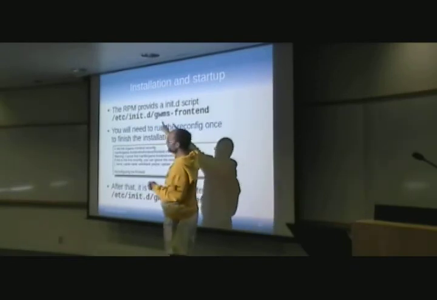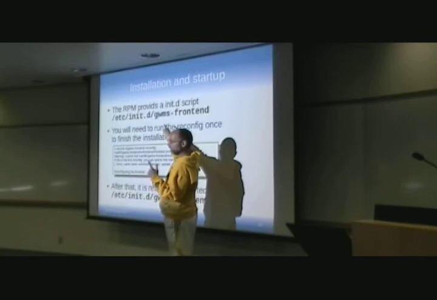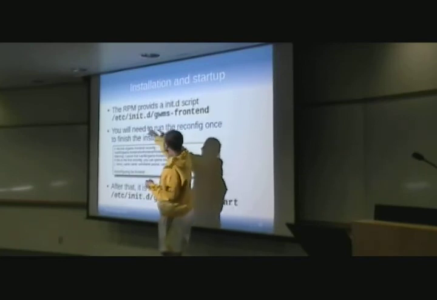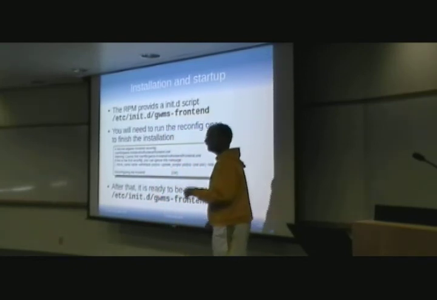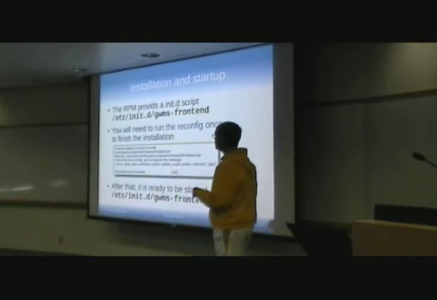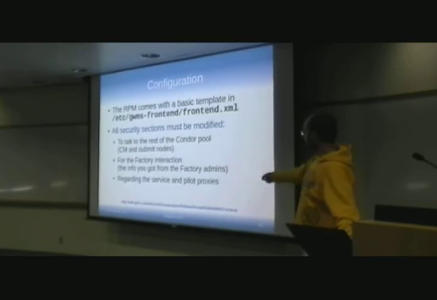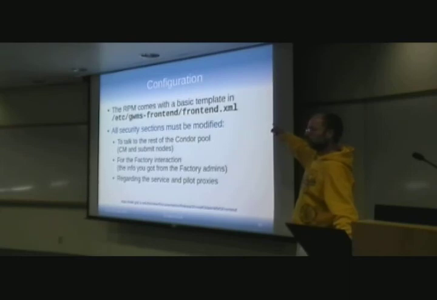It has something similar to the frontend startup in the other section, but it's called /etc/init.d/gwms-frontend. Pretty much the same script, just in a different location. It uses that configuration file, so you have to modify that configuration file. That's the equivalent of what you had in the instance_v10.cfg. This is the XML file that will be used at each reconfig.